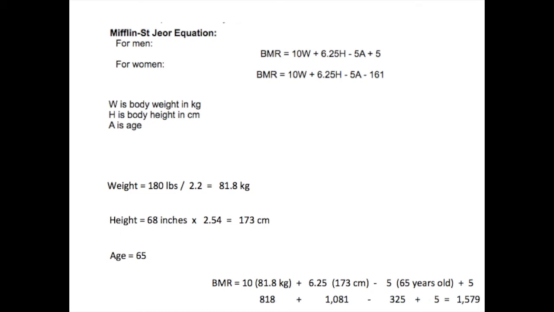You could use a calculator, and it would be 818 plus 1081 minus 325 plus 5 for a man, and that would be 1,579 calories. So as you can see, there is a lot of math that goes in just to calculating calorie needs. That's why I'm a big fan of using Google. You could reach out to your doctor or dietitian. They could definitely help you find an exact energy amount that would work for you.